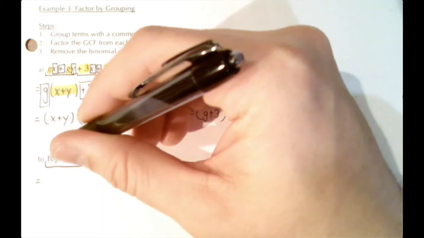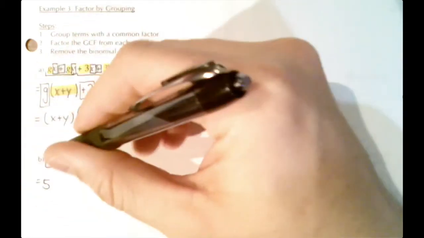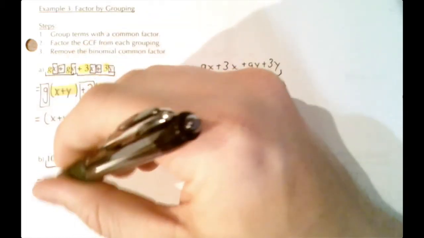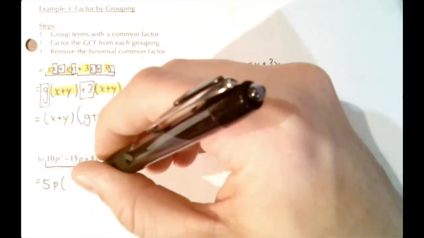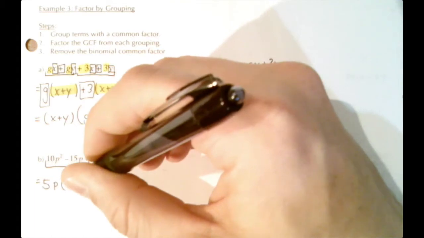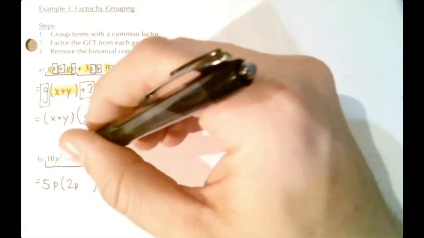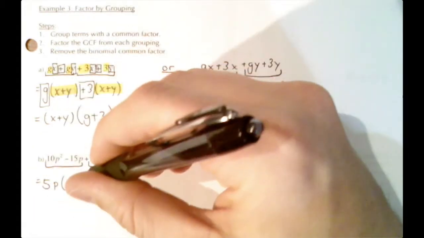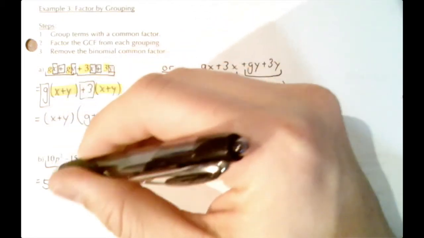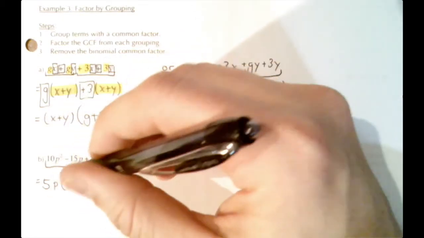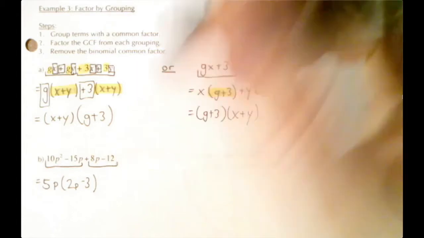What's common to both 10 and 15? Well, the answer is 5. And what's common to p squared and p? The answer is p. So if we divide both these terms by 5p, what are we left with? 10 divided by 5 is 2. P squared divided by p is p. Negative 15 divided by 5 is negative 3. P divided by p leaves us with nothing. So common factoring out 5p from our first two terms leaves us with 2p minus 3.